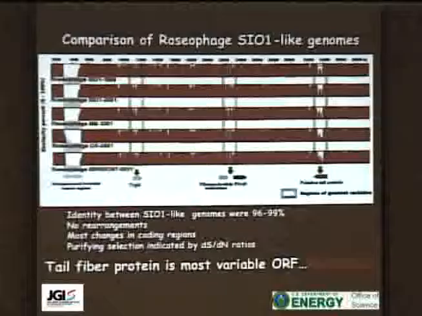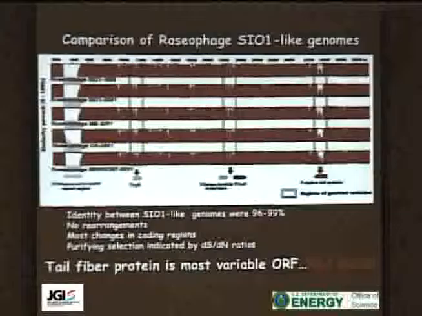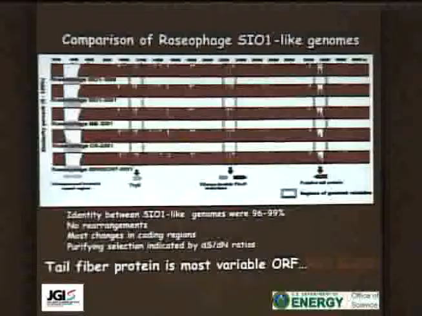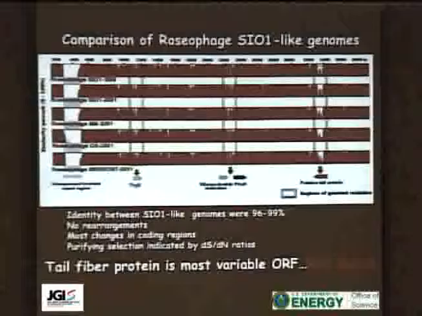the main difference between them was actually the tail fiber, right? So that's what the phage uses to find its host out in the environment. So this part of the genome right there. So you see most of the changes in the tail fiber, okay? Everything else is pretty much identical. There are some changes to some of the open reading frames. There are no rearrangements. And if you look at dS/dN, there's always purifying selection as far as we can tell, except for the tail fiber. Okay. And the one that had the expanded host range has actually lost its tail fiber. So it's gone to another way of finding its host out there. Okay. Again, that supports the Red Queen hypothesis.